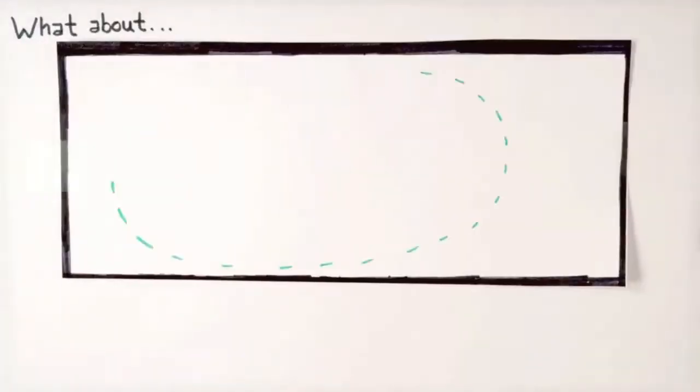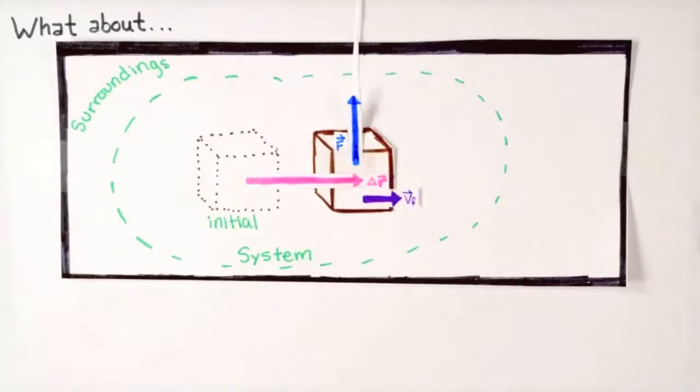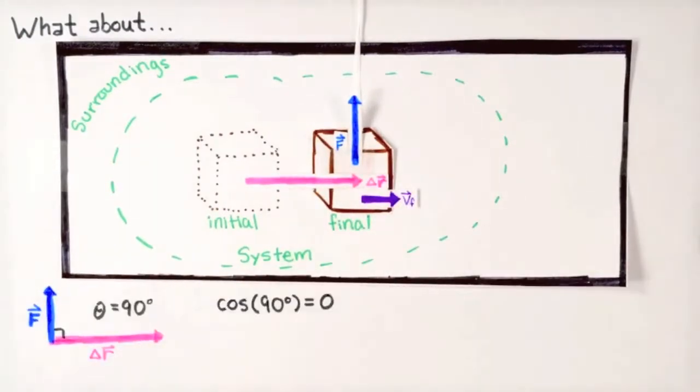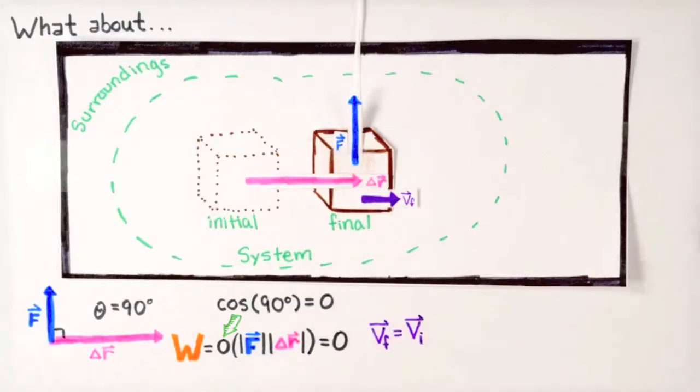Finally, consider this case. The force F is at right angles to delta R. Cosine 90 is 0, so here's a case where we have both a non-zero force and a non-zero displacement, but no energy transfer. The work done is 0, so in this case the system keeps moving at the same speed as before. The change in kinetic energy is 0.